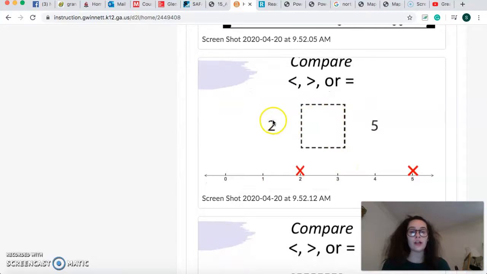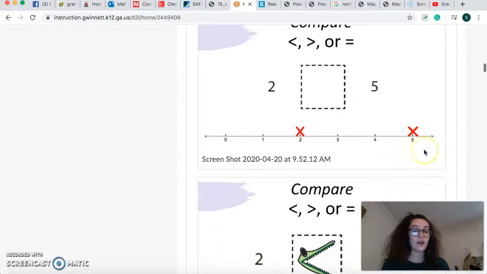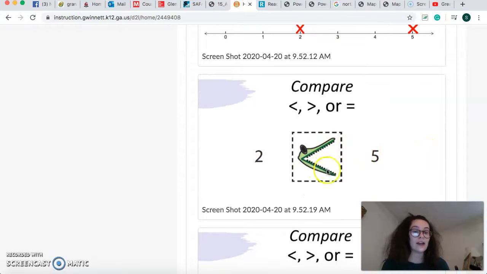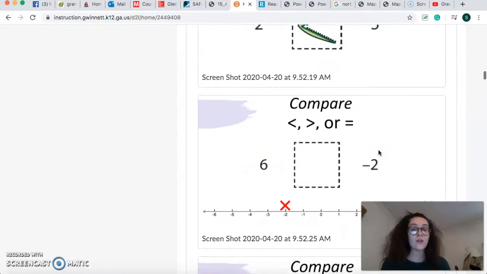Look, you've got a 2 and a 5. So I gave you guys your number line right here, and I put an X on the number 2 and an X on the number 5. The number that's to the right, which is this way, is always bigger, okay? Always bigger. So the number that's to the right is always bigger. So which number is to the right? 5. So the alligator ate the most. He ate 5, okay?